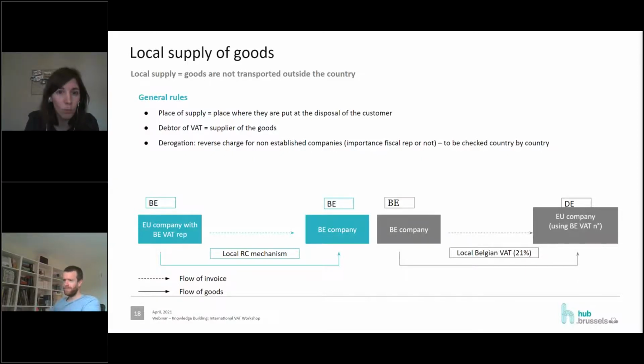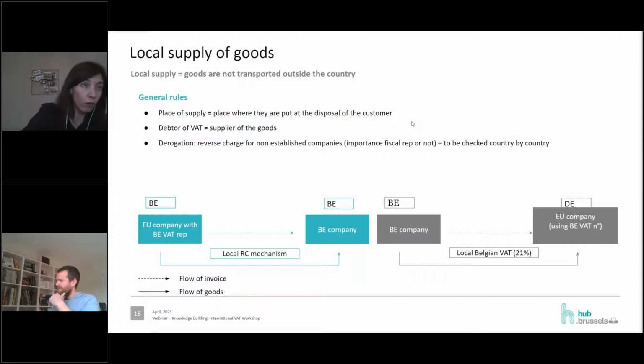The person liable for VAT on that one will in principle be the supplier of the goods. But there are some derogations. Quentin touched upon that as well. There's the so-called local reverse charge for non-established companies. If you are a Belgian company purchasing some goods from non-established companies, EU or non-EU, there will be the so-called local reverse charge, meaning that you, as a Belgian company, will be liable to pay the Belgian VAT on your local purchase.